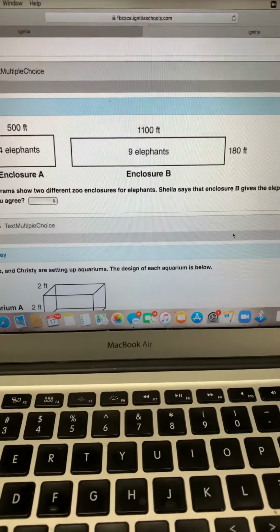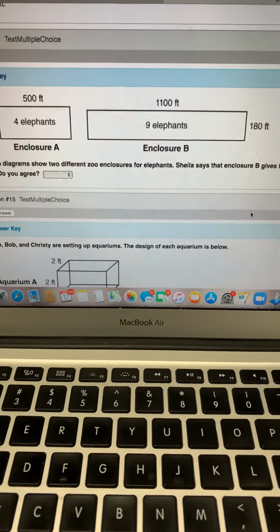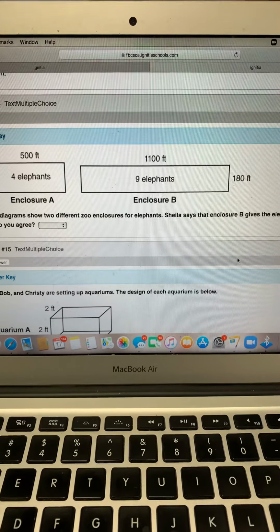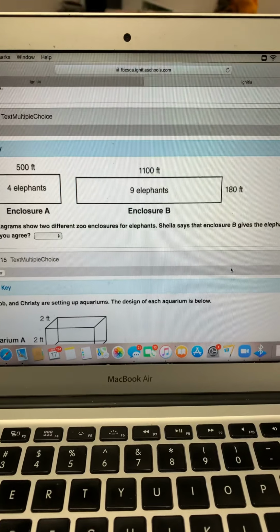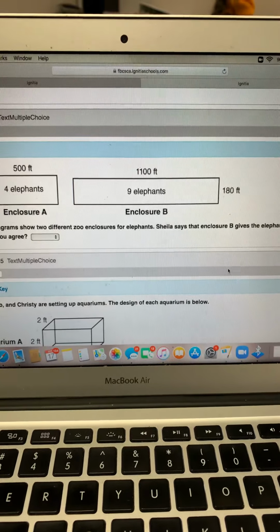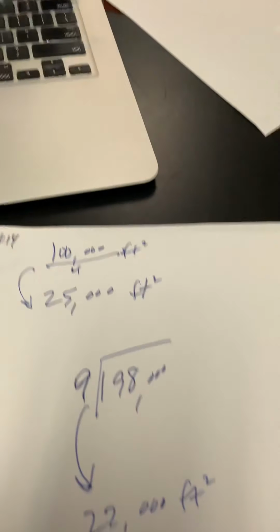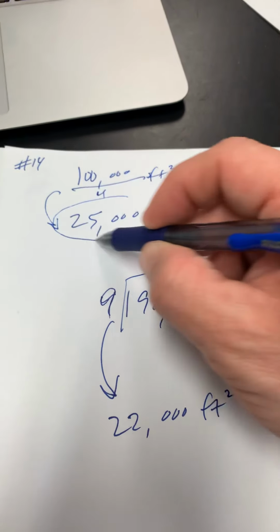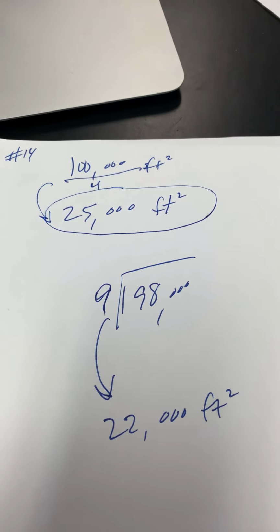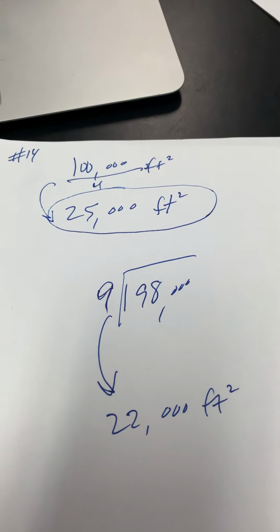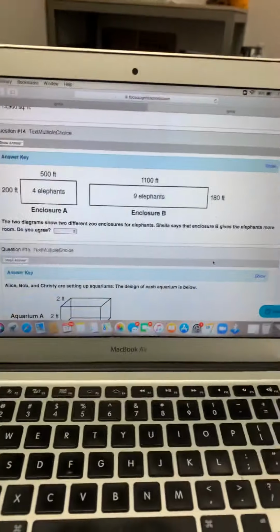So look at the question. She says that enclosure B gives the elephants more room. That's not the same question as asking which rectangle has a greater area. Obviously, enclosure B has a greater area, but in which enclosure are the elephants who are in that given enclosure going to have more room? Well, we've already showed you. This is enclosure A right here. Each of those 4 elephants is going to have 25,000 square feet to roam around in, right? So hopefully that helps.